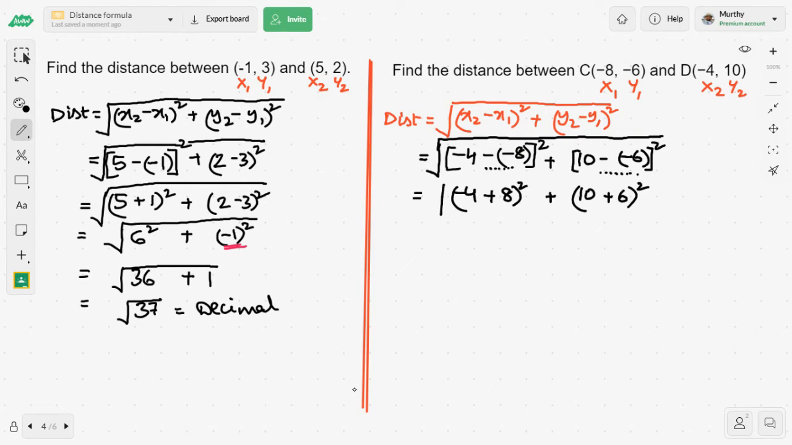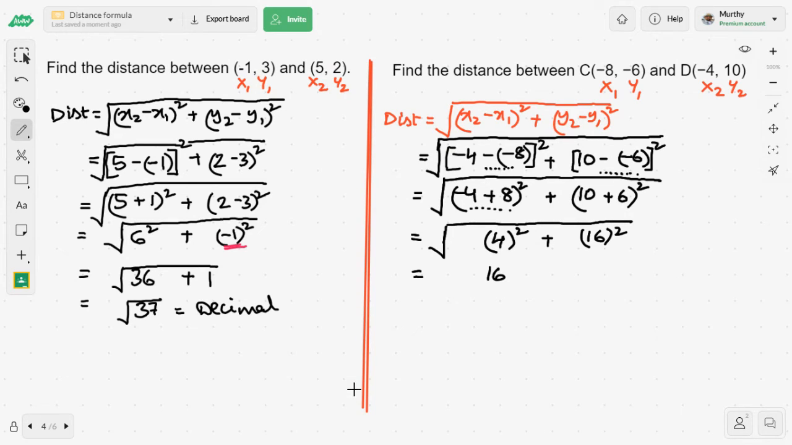Now, square root symbol, I forgot. So negative 4 and positive 8. You know how to simplify these two values. So that gives me 4 squared plus 10 plus 6, 16 squared, under the square root. So what is 4 squared? 4 times 4, that gives me 16.